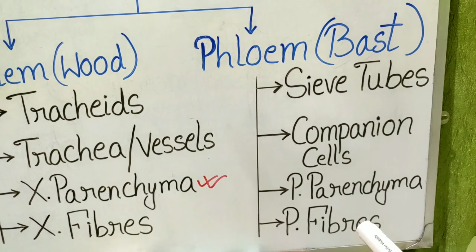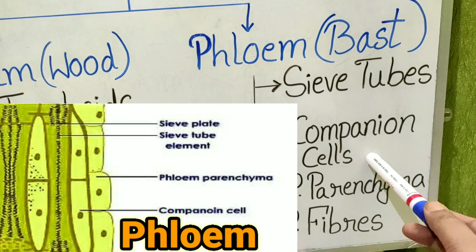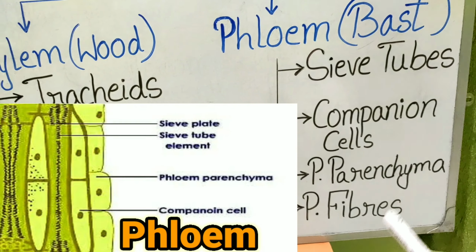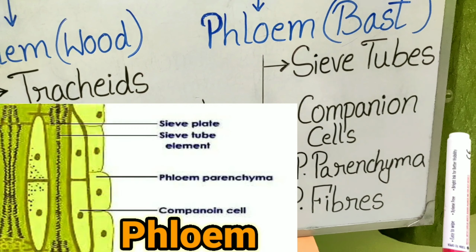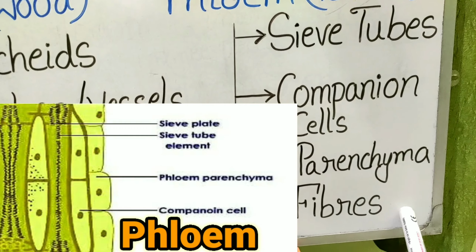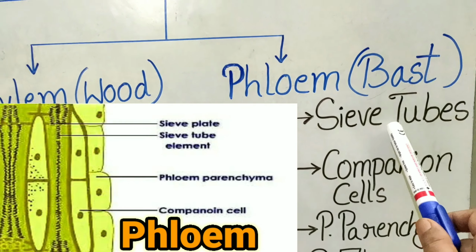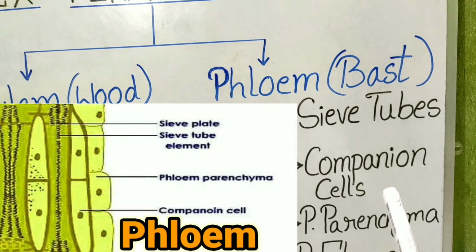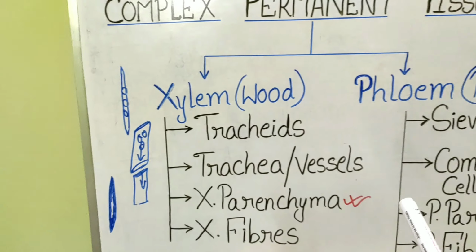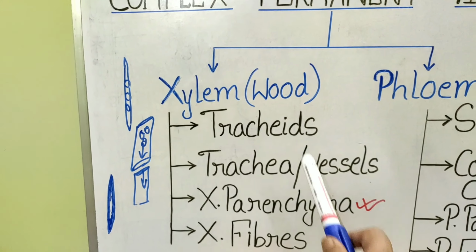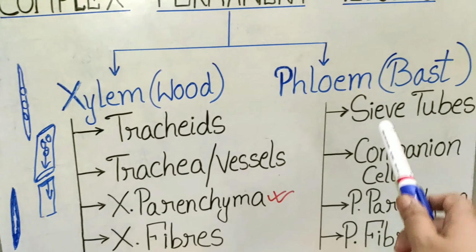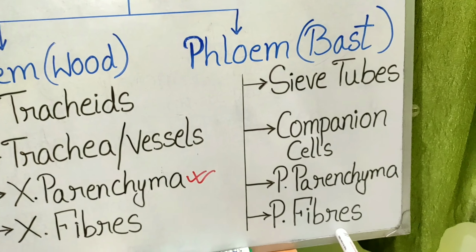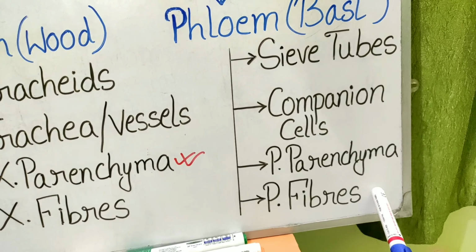The phloem has the following parts: sieve tubes, companion cells, phloem parenchyma, and phloem fibers. Out of these four, the only non-living one is the phloem fibers. The rest three, that is the sieve tubes, companion cells, and phloem parenchyma, are made up of living tissues. So it is opposite of xylem. In case of xylem, only one was living and the rest three were non-living. But in case of phloem, it is just opposite. Three are living and only one is non-living, and that is your phloem fibers.